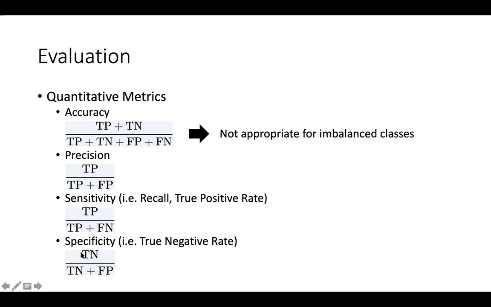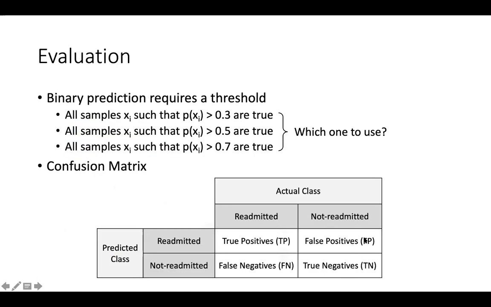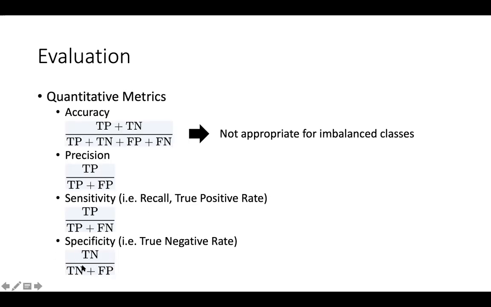And there's also specificity, the true negative rate. The denominator is TN plus FP, which is all the samples that are actually negative. Out of those, how many did you actually predict as true negative? So this is like the inverse of recall. If you read the literature or papers, especially in the biomedical domain, you would see sensitivity and specificity all the time.